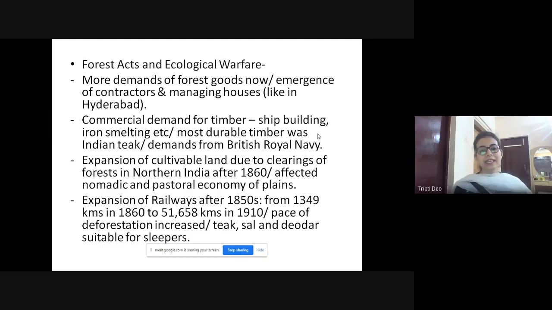So you can now see that the demands for revenue would increase. Demands for forest goods, which are an important source of revenue, would increase. So much so that the British had contractors and managing houses, like one in Hyderabad, through which forest produce was coming to the state.